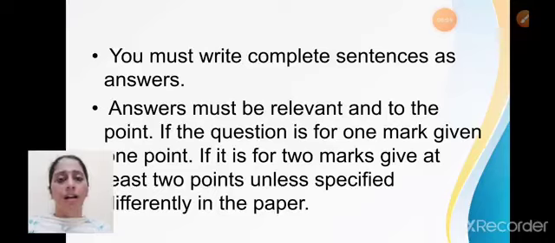Yes. Answer what is asked. Don't write anything extra. If the question is for 1 mark, give 1 point. If the question is for 2 marks, give at least 2 points. So for a 1 mark question, give 1 point or what the question paper demands. Similarly for a 2 marks question also, give 2 points or what the question paper demands.